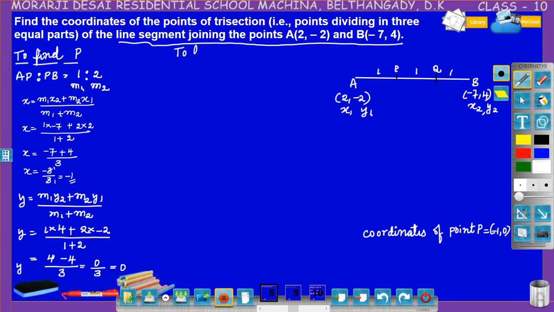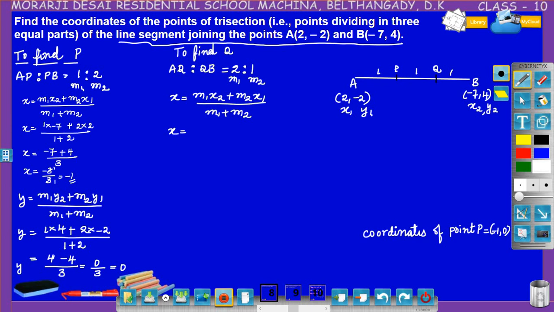Now to find the coordinates of point Q, the ratio is AQ is to QB. That is, Q divides the line segment AB in the ratio 2 is to 1. So M1 is 2, M2 is 1. Now X is equal to M1 X2 plus M2 X1 divided by M1 plus M2.